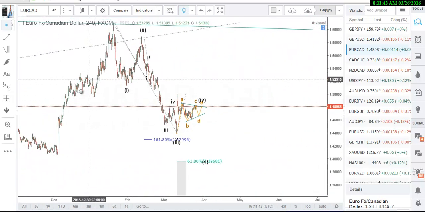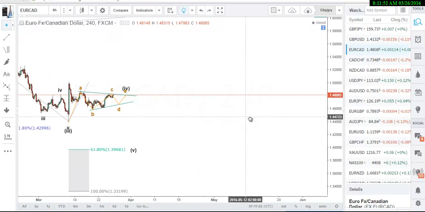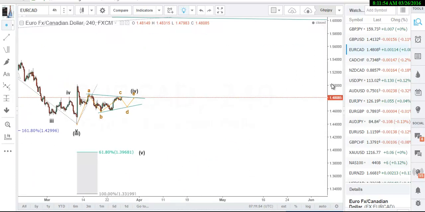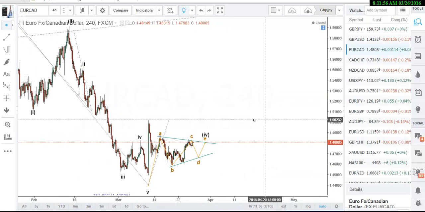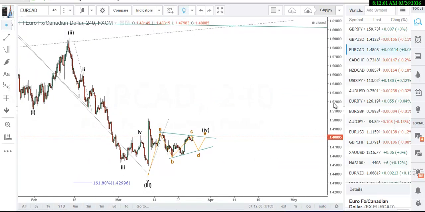So the move from here is wave 1, wave 2, and we could see the third wave here. After this third wave, what we are expecting is this fourth wave that we are seeing around here, and this fourth wave is looking like a triangle, though it's still forming. This is A, B, C, D, E.